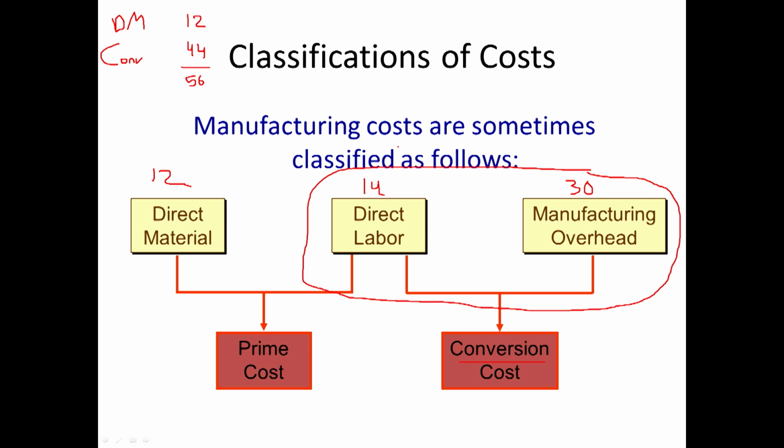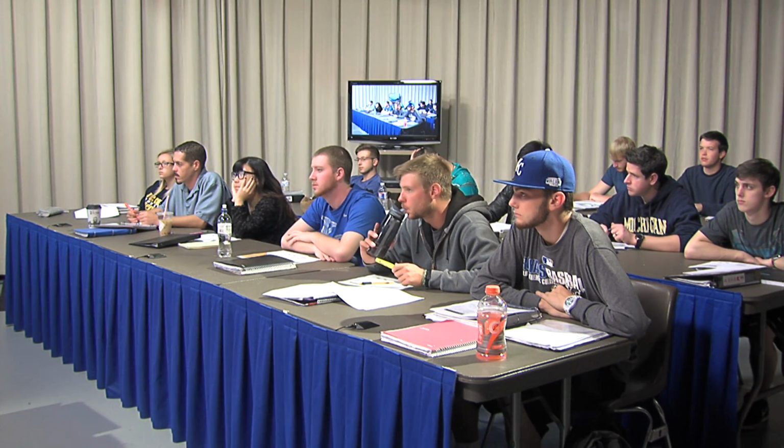You with me? Okay. Luke: Companies would never do it both ways because then that'd be like double counting the direct labor. That's a great question, Luke. He asked, would a company do it both ways? No, probably not. They would either go direct material and conversion, or they would go prime and MOH. Okay, so very good question. All right, let's go on.